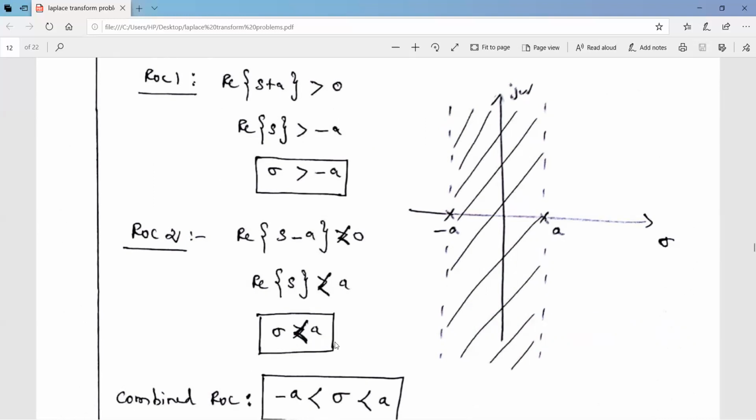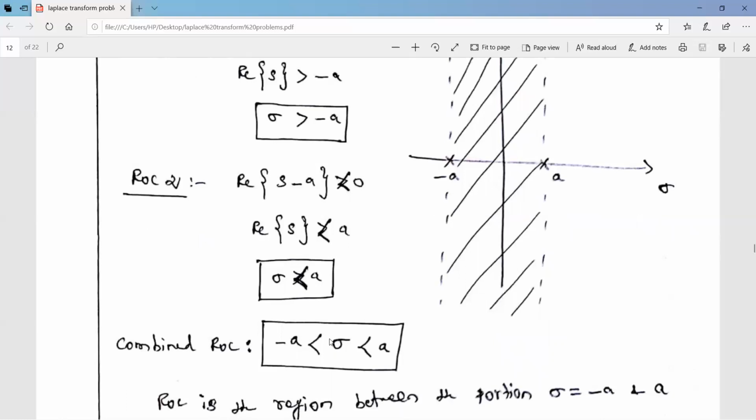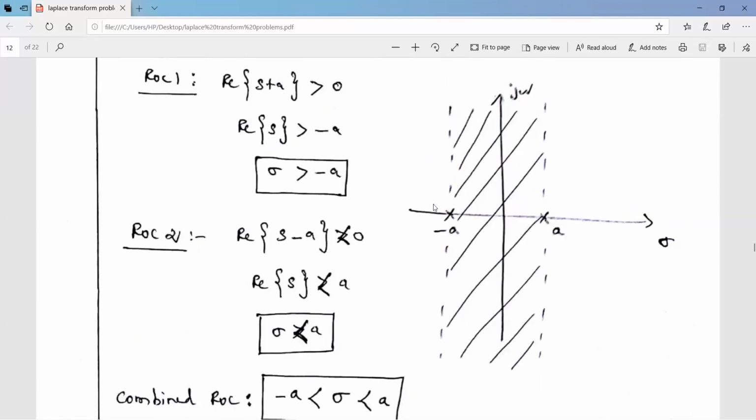Okay, so we have to combine these two ROCs. If you combine these two conditions, we write sigma less than a but greater than minus a. So this is the combined ROC. What does this mean? We have to draw the ROC diagram. So you see, this is minus a, this is plus a. At minus a we draw one boundary, and at plus a we draw another boundary.